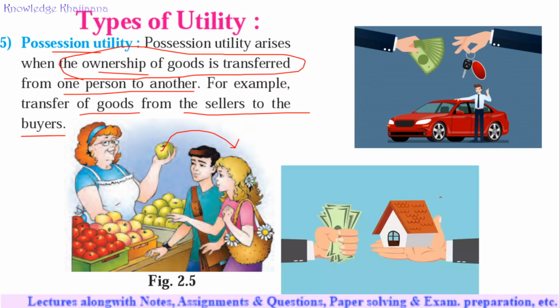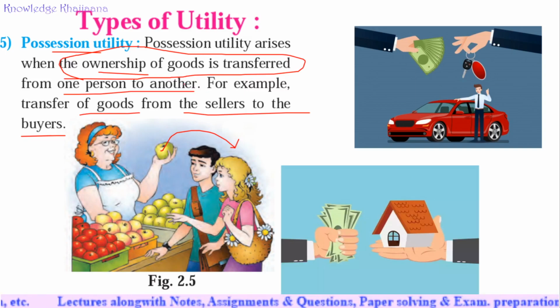Or when you buy a home from the builder, he gives you the key of the home. Similarly, when you purchase a mobile or a second hand mobile from someone, the ownership of the goods is transferred from the seller to you. In this case, possession utility arises. So what do you get? Possession of this car by getting the key. You get the possession of the home when you pay.